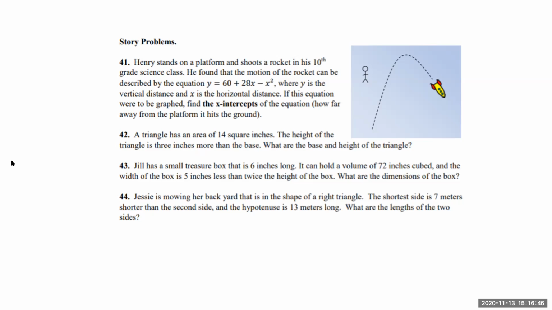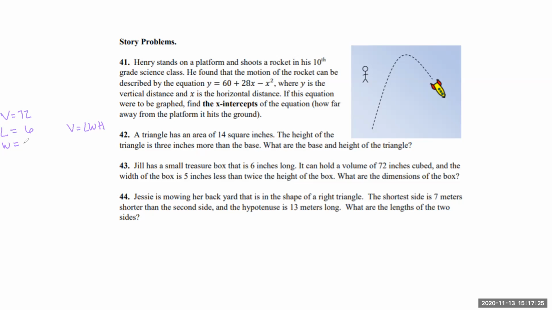So in this case, we already know what the length is. The length, or L, I'll probably end up just calling it L. So L is going to equal 6 inches. We know that the formula for volume is V equals length times width times height. So we need L, W, and H. In this case, the volume is going to be 72 inches cubed, the length is 6, and then the width is 5 inches less than twice the height of the box.